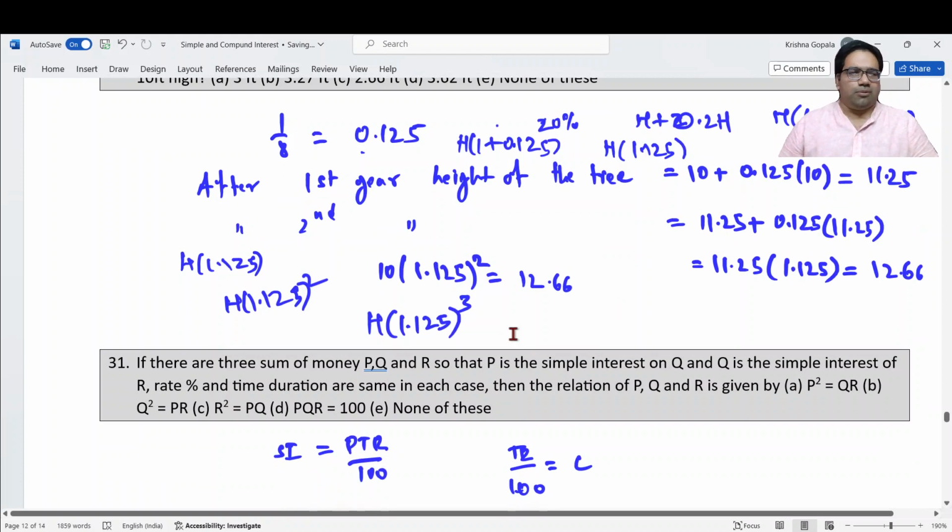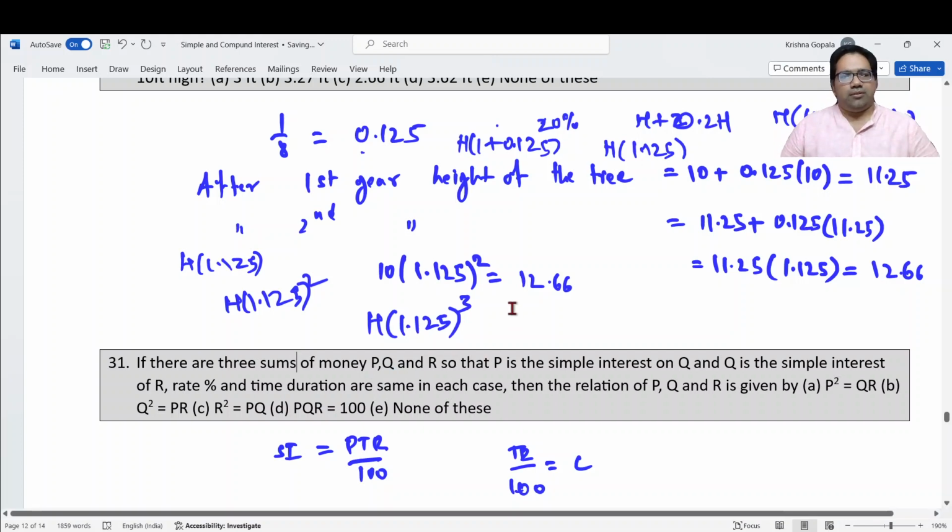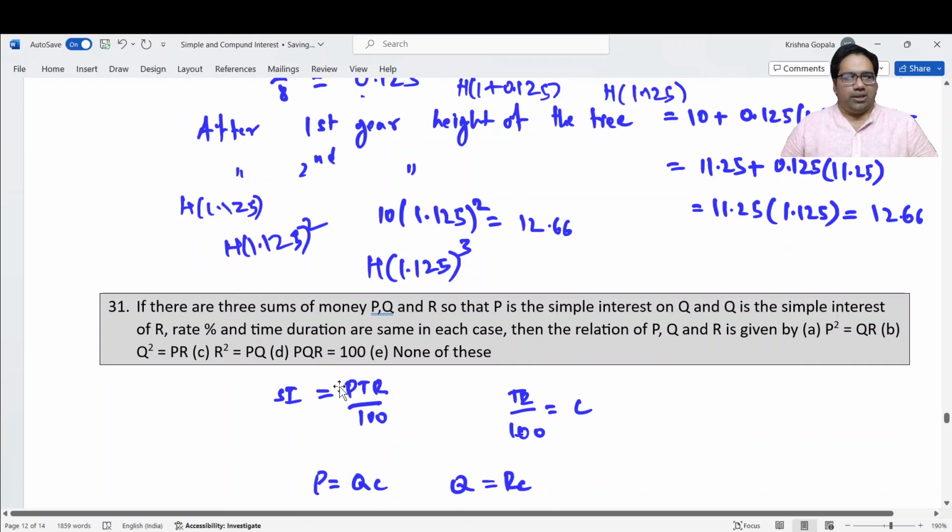Okay, this is an interesting problem. There are three sums of money, P, Q, and R, so that P is the simple interest on Q, and Q is the simple interest on R. Rate percent and time duration are the same in each case. Then what is the relation between P, Q, and R? Simple interest is PTR by 100, that we know.